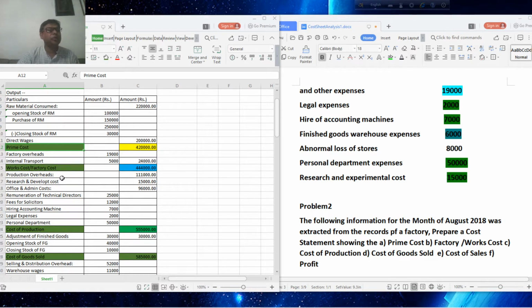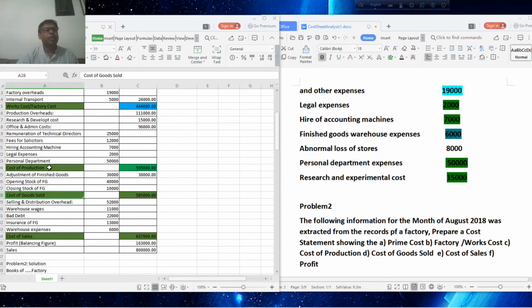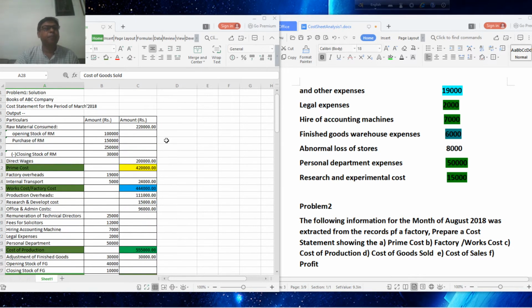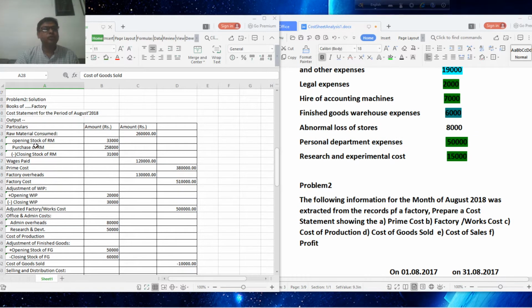Then we have to find out the production overhead to find the cost of production. Then we have to find the finished goods cost, the opening finished goods and the closing finished goods. We have to adjust all these costs related to finished goods, so we find the cost of goods sold. Afterward, we have to find the selling and distribution overhead. This will comprise our cost of sales. So this is the solution of our first problem.